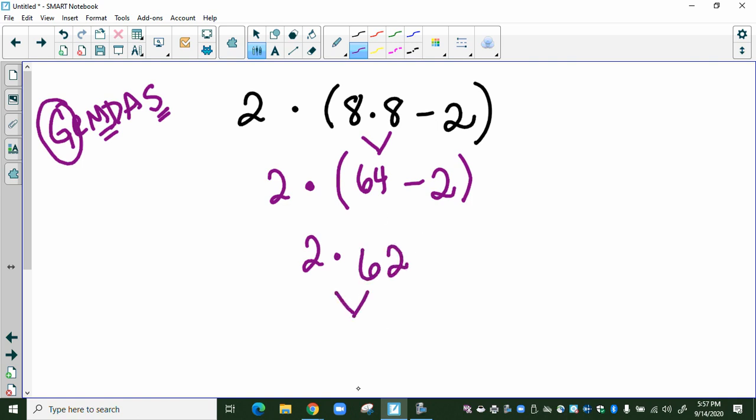Now I can multiply right here. 2 times 62 is 124. I think I did that right. Yeah. Okay. Be careful of multiple operations inside the parentheses.